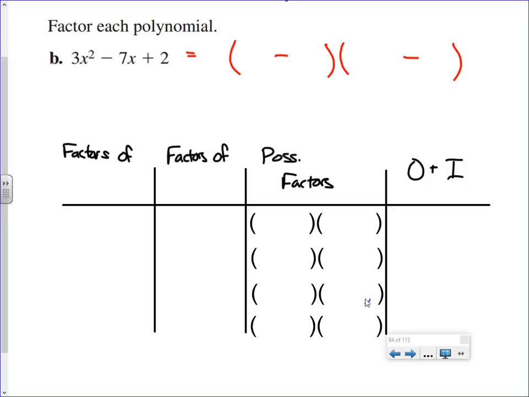Help me out, Ian. How can I fill in the table right here? Okay, good. 3 times x. Okay, what fills in this one? Good. Why would you choose 7x? Remember, 7x is what we're checking way down here. So we just do factors of the first, factors of the last.